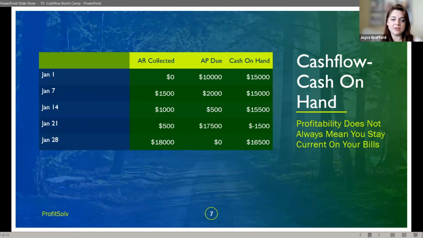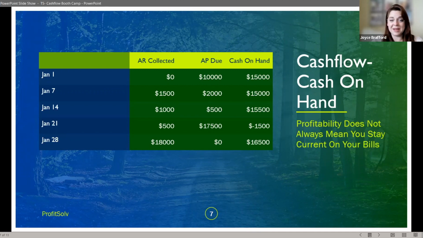Cash on hand, $15,000. Okay, that's cool. I've got on January 7th, $1,500 collected. I've got AP due of $2,000. I've got cash on hand, still $15,000. All right.